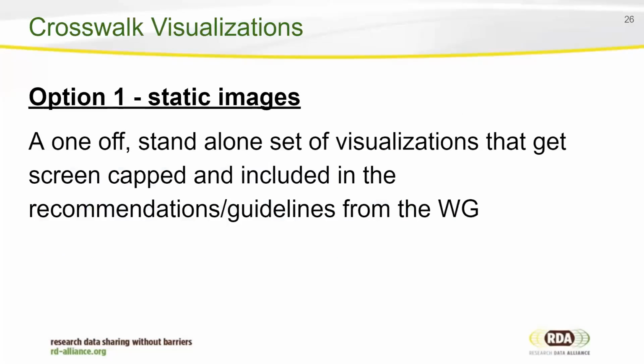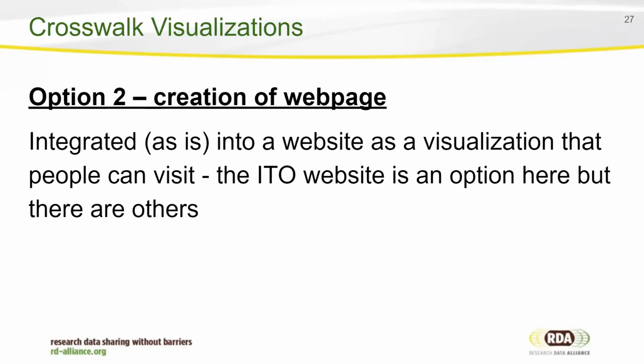So getting down to the nitty-gritty of the actual crosswalks, option 1 is a one-off standalone set of visualizations that get screen capped and included in the recommendations or guidelines from the working group. Option 2 is the creation of the web page. This option is more of a visualization that can help people who are interested in adding schema.org to their metadata and want to know what other groups are mapping to. It's more of a prompt or talking point generator. Again, it would be a one-off read of the current state of crosswalks.